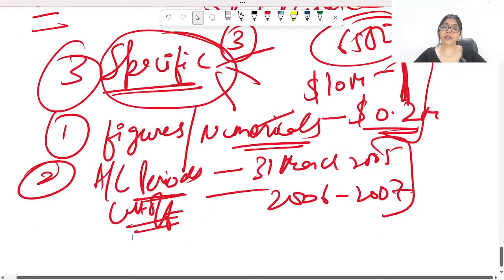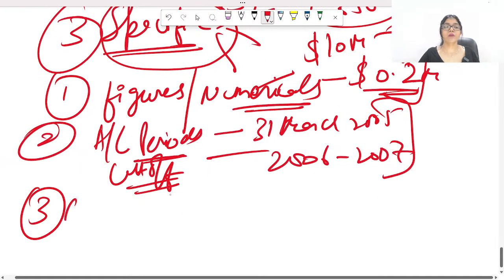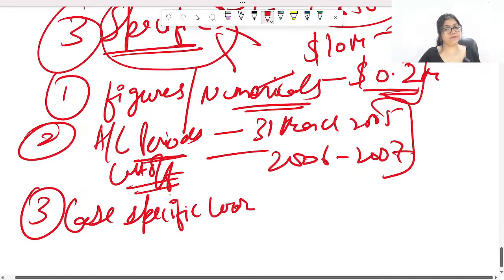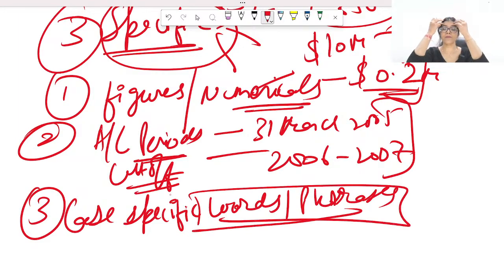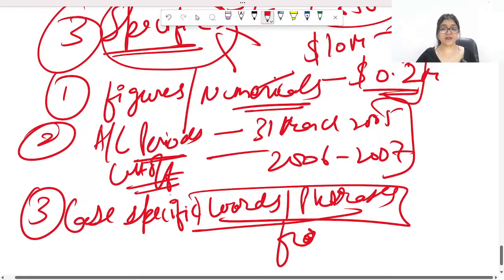And the third thing is case specific words or phrases, okay? Something which is happening very case specific. For example, they say that there was a payroll fraud that happened previous year. So the fraud that happened is very case specific, it happened in that same case. Use that term in your substantive procedure.